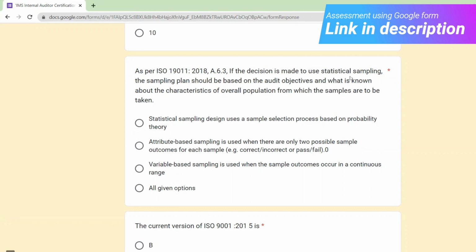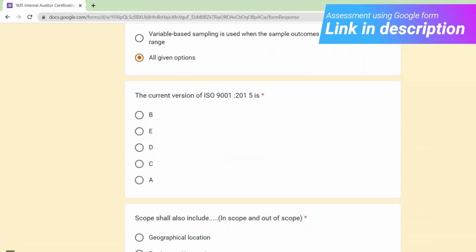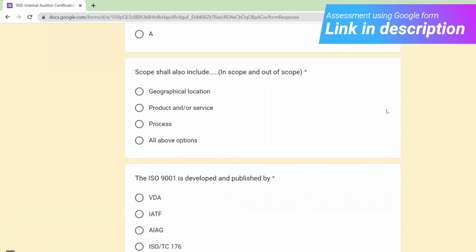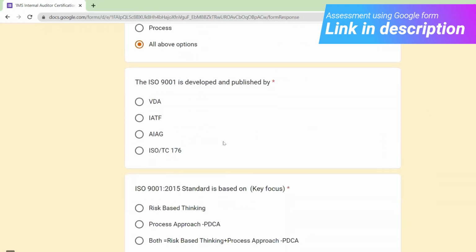If you want to do statistical sampling, you have to create a sampling plan. You can do it with attribute or variable. All given options is the right one. The current version of ISO is the 2015 version, as you all know. I'm just going fast. Scope shall also include the geographical, product, process, and all. And ISO 9001 is developed by ISO TC 176.